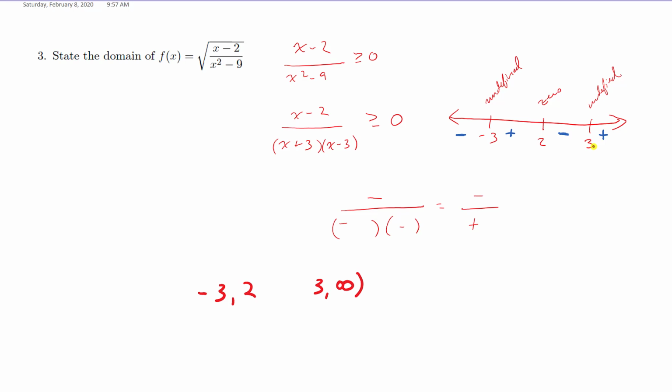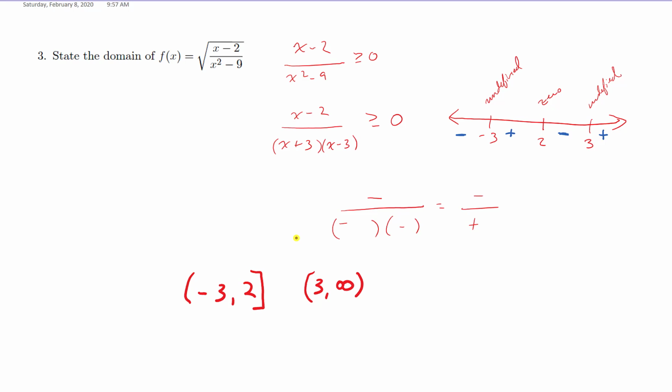Now, why is 3 on the number line? 3 is on the number line because if I were to plug a 3 into this expression, I'd find out that the expression is undefined there. So I'm not going to include 3 in my solution set. Similarly, negative 3 is on the number line because that's where the original expression was undefined, so we're going to put a parenthesis there. And lastly, we are going to include 2.